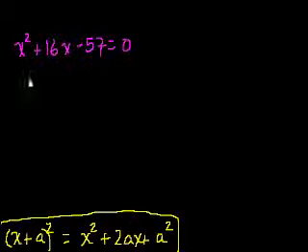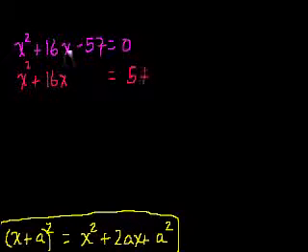So what can we do? Well, let me get rid of the 57 by adding 57 to both sides of this equation. So I would get x squared plus 16x is equal to 57. All I did is I added 57 to both sides of this equation.